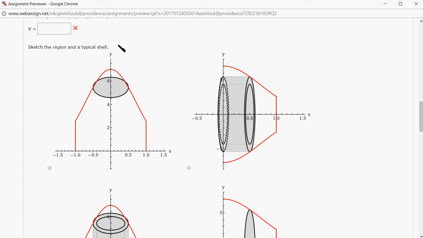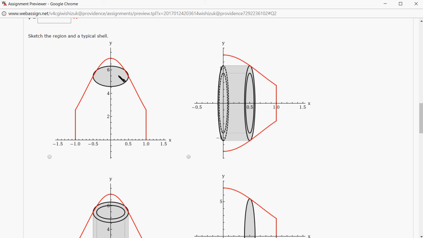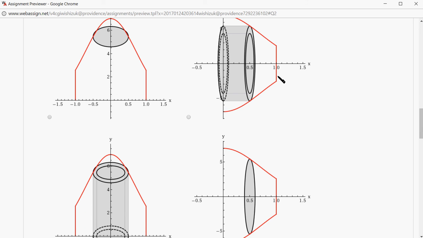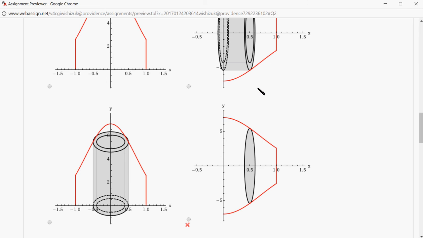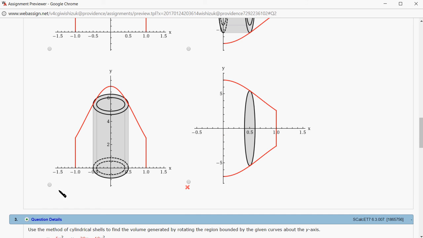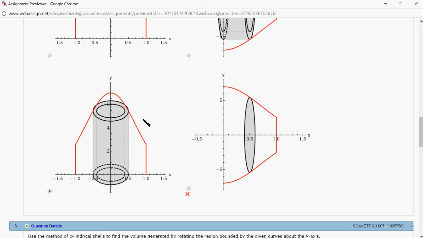The first one looks promising, but it is actually a disk method picture. The second picture is not correct because it's going below; it has to be cut off by the x-axis. The fourth one is not it for the same reason. So we have the winner here: the third one is the correct picture. Let's borrow this picture and try to set up the integral using the shell method.